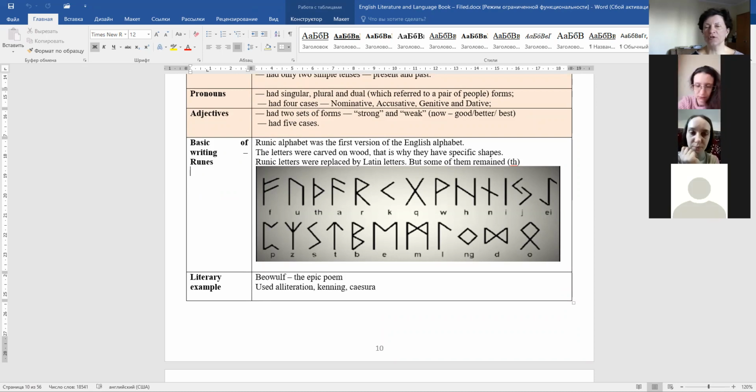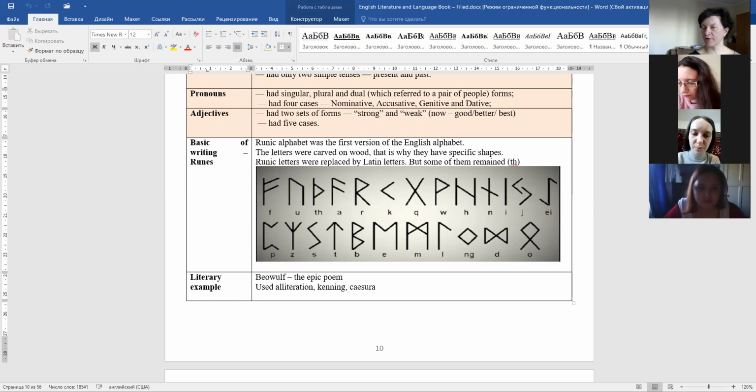So if we talk about Beowulf, what kind of poem is it? What is this poem about? It is an epic poem about the fight between good and evil. Very good. And if we compare it to literary genres, we'll see that it is close to fairy tales. Thank you.